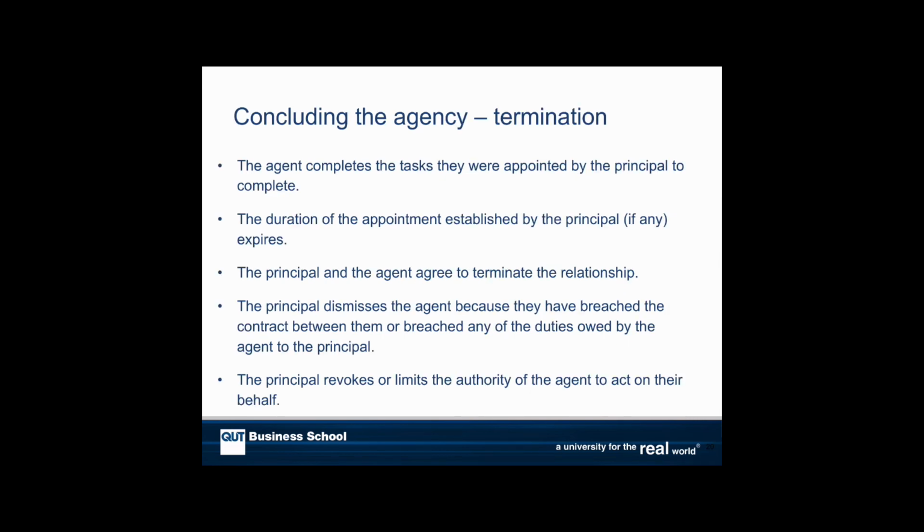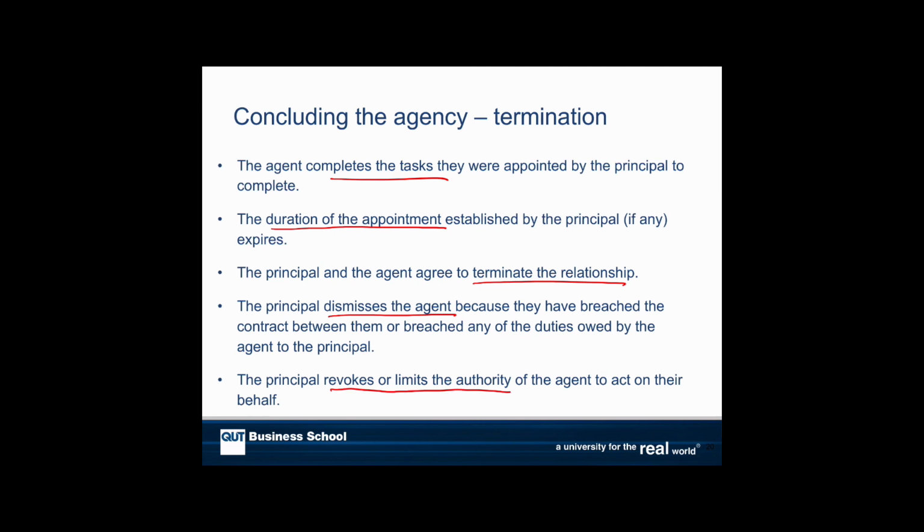Finally, concluding agency. So when does the agency agreement stop? Well, it can stop when you've done the task. It can stop if you've specified the appointment period and that's over. It can stop where you agree to terminate it. It can stop where the principal dismisses the agent because they haven't been following the contract. And it can stop when the principal revokes or limits the authority. So there's several ways it can be terminated.